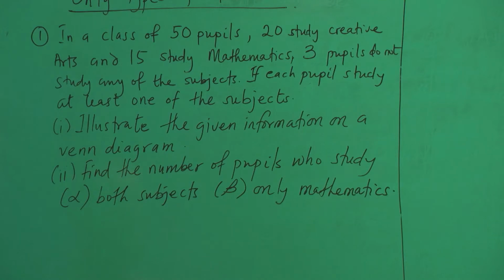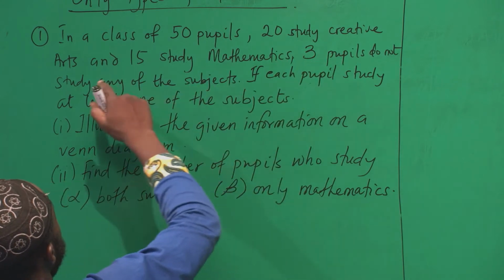Okay, so let's take this question. In a class of 50 pupils, 20 study creative arts and 15 study mathematics. 3 pupils do not study any of the subjects. If each pupil studies at least one of the subjects, I illustrate the given information on a Venn diagram. I find the number of pupils who study alpha, both subjects, beta, only mathematics. So this is a question which has been given. That is why we said the only type of question. So you realize that 20 study creative arts only.